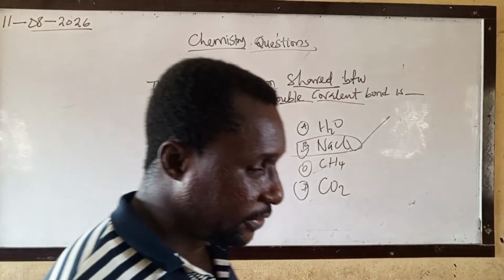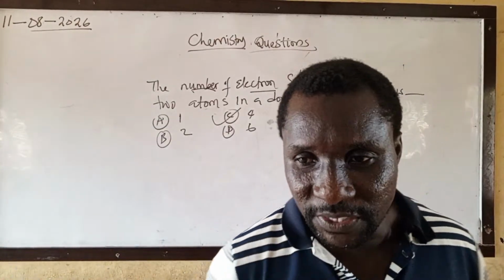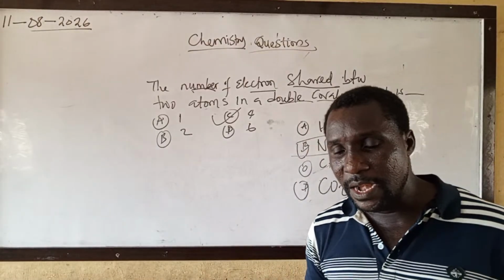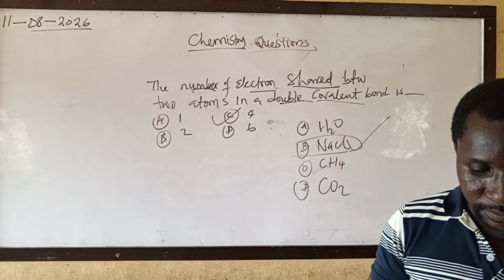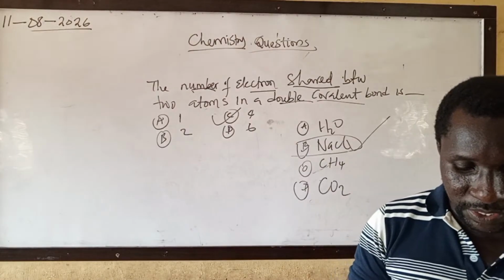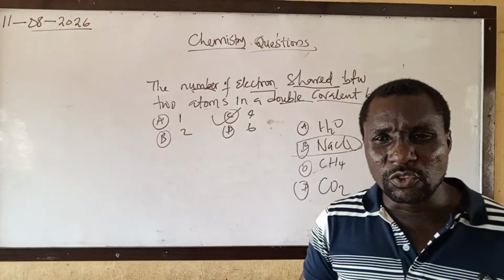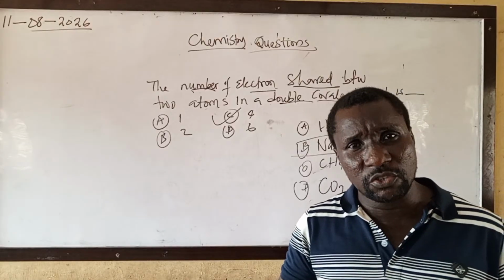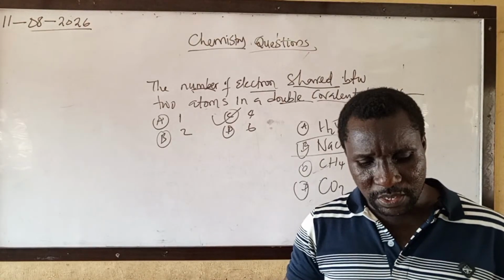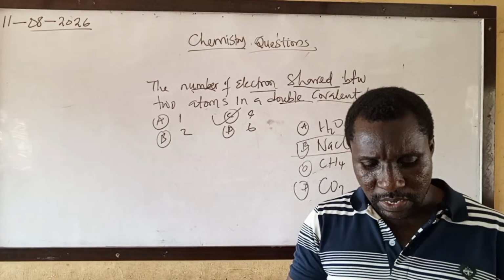This number 5 is what I'm talking about: electronegativity difference. It's a topic which I will teach tomorrow. But let me answer this question.